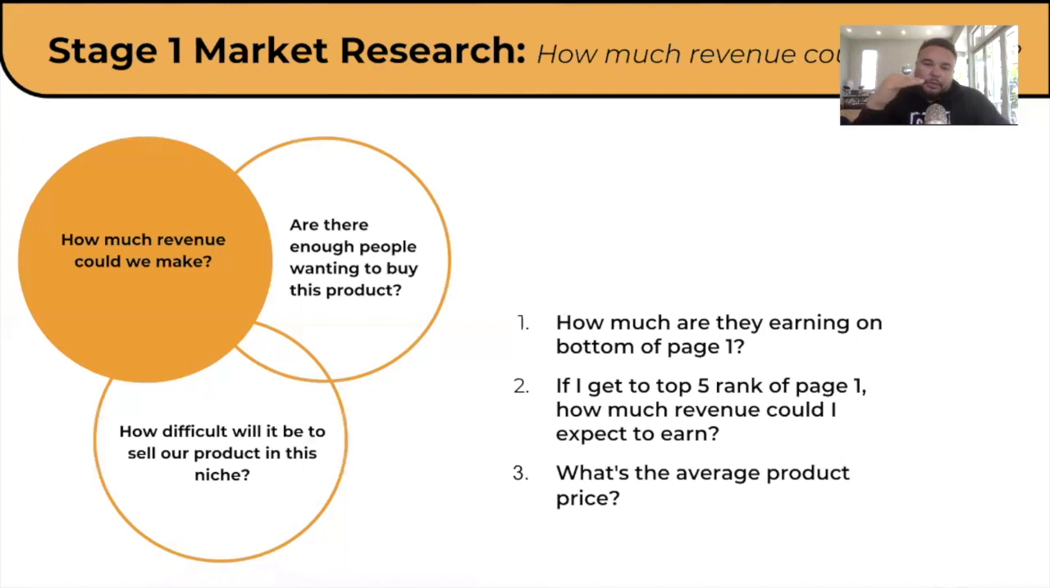And then the next thing we look at is the average product price. What is the average price that we could sell our product at? This is important when we're building out a financial model around our ability to manufacture and have a decent profit margin. So we're looking at all those things. That's step 1: how much revenue could we make?